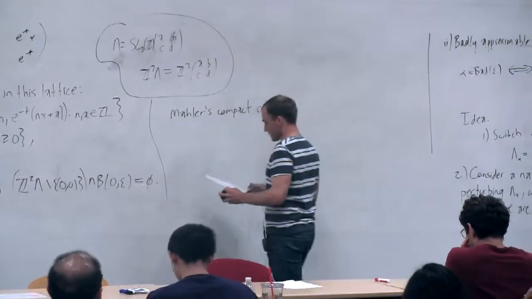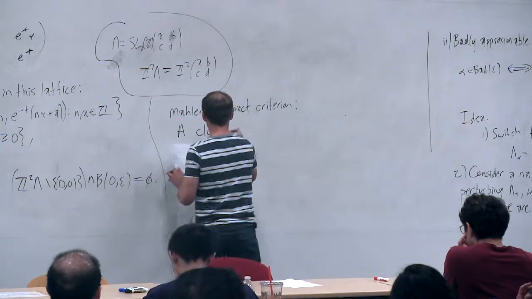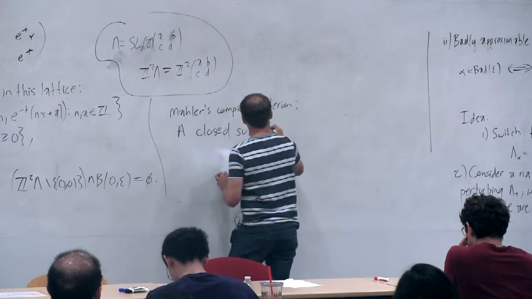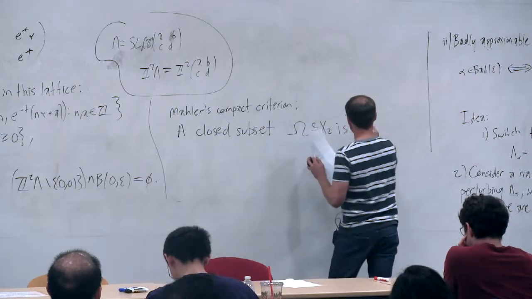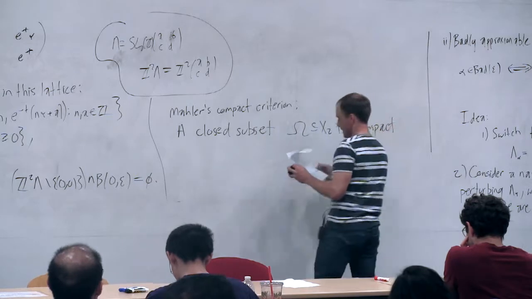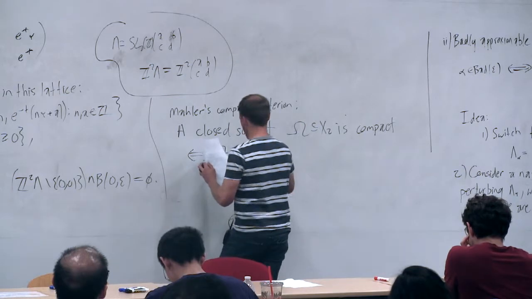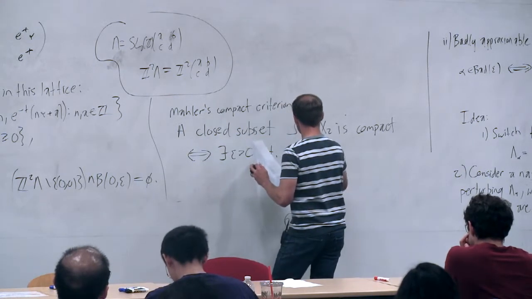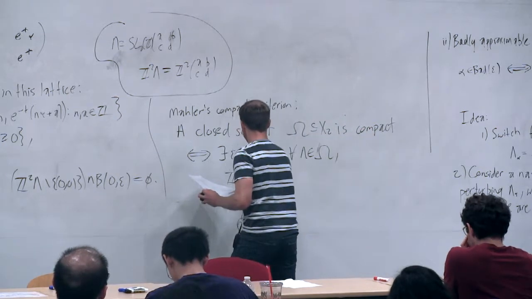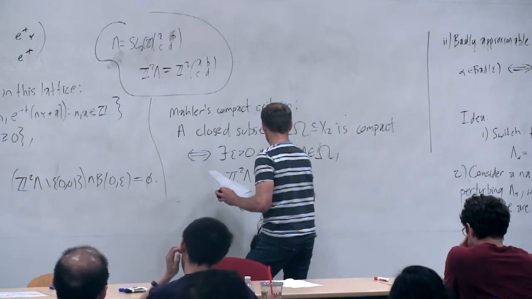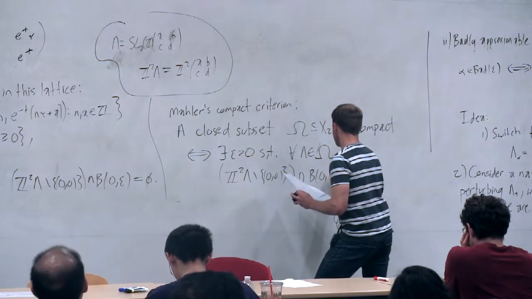So this is from the 1940s. And what it says is that a closed subset omega of X2 is compact if and only if there exists an epsilon bigger than 0 such that for every lambda in omega, for every lattice inside of omega, if I take Z2 lambda minus the 0 vector, I will not see any other lattice points inside a ball of radius epsilon. Okay?